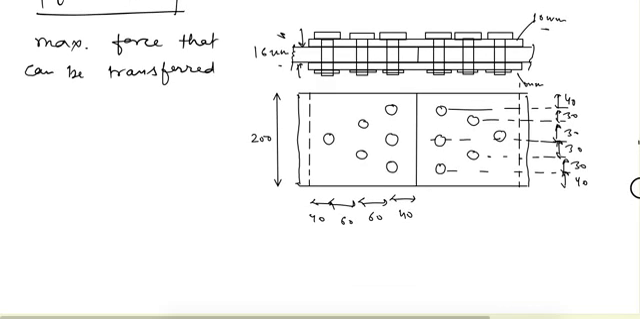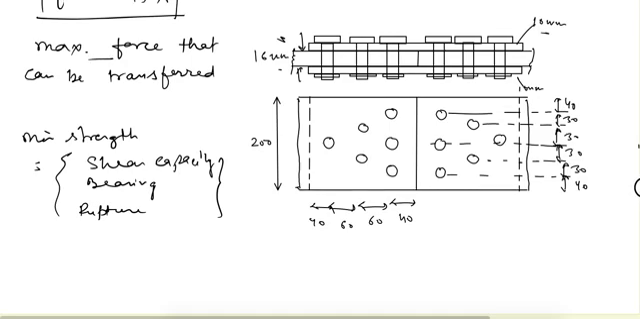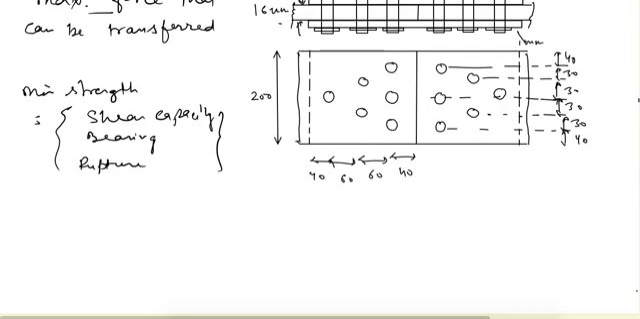So maximum force would be the minimum strength. That is, we will again find out these three strengths, as I said, what we calculated earlier, that is shear capacity, bearing capacity, and rupture of plate. And the minimum of these three gives us the maximum force that can be transferred. So let's try to find these out. So first, let's begin with shear capacity.